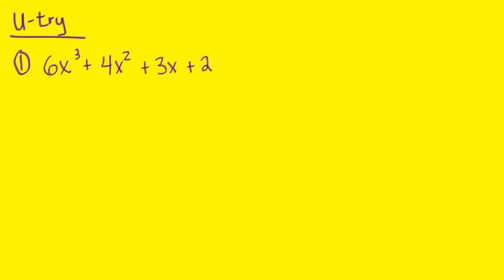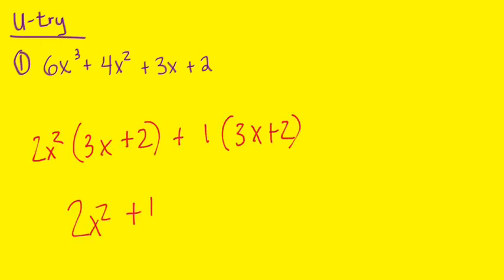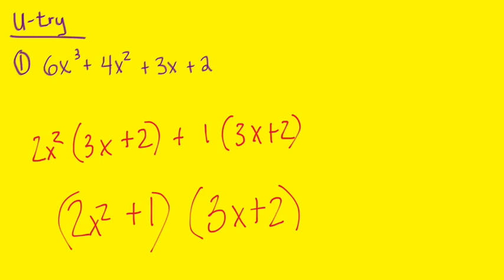Go ahead and try this. Hopefully this is what you got. We started with factoring right here, grouping, taking a GCF off, and then regrouping.